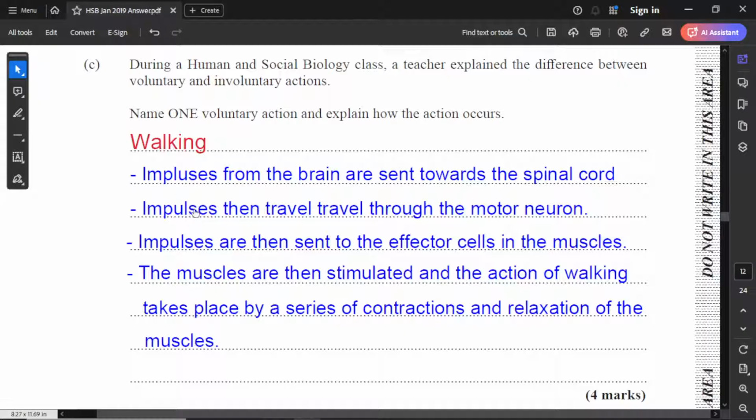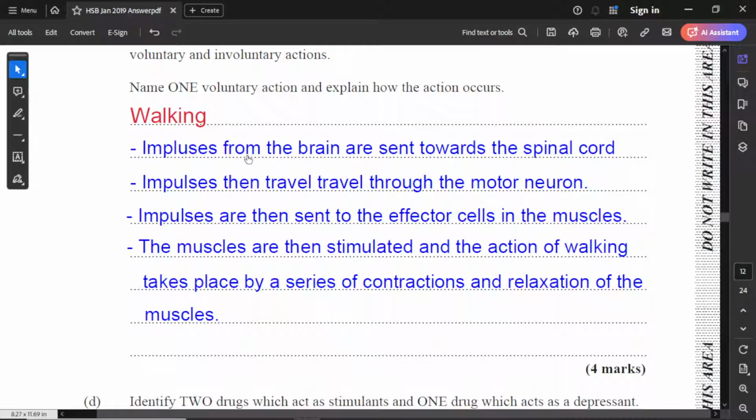Involuntary actions, you do not think about them. And they just occur based upon the functioning of the medulla oblongata. But the cerebrum is used for conscious thought and voluntary actions. And so the first thing happening here is that impulses from the brain are sent towards the spinal cord. And that's one of the major events that happen in terms of voluntary action, because again, you're thinking about doing it. You're thinking about walking, talking, singing, all of those things.